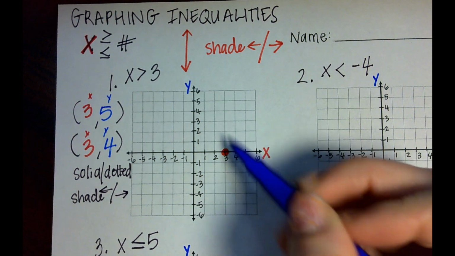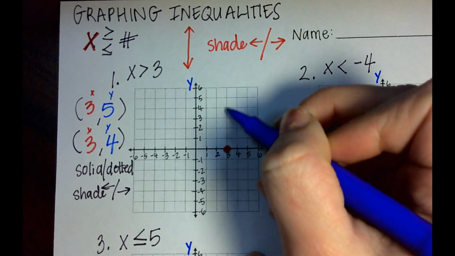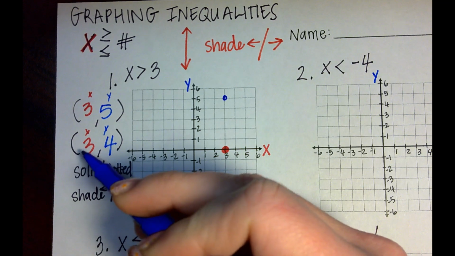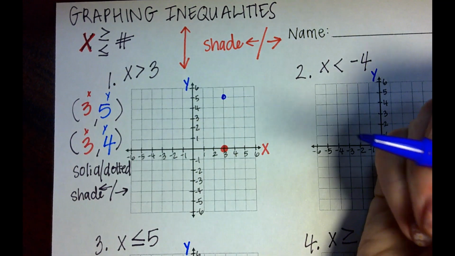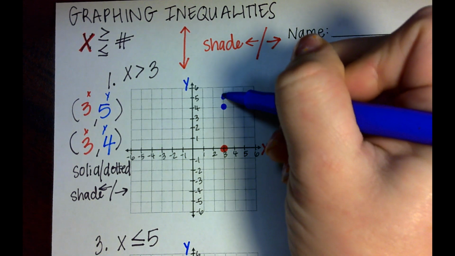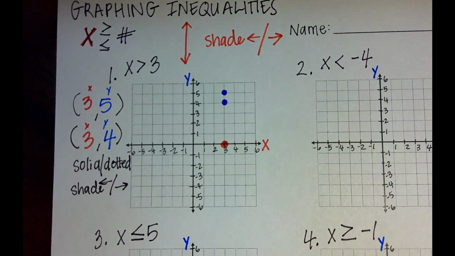So I know that X is 3, so I'm only going to be moving up and down from this 3. I could go up to Y equals 5, so I'll go up to 5 and mark that. And then I see I have 4 for Y, so I'm going from 3 on the X up to 4 on the Y. And look at that. We know we have a line that's going to go straight up and down, going through 3 on the x-axis.